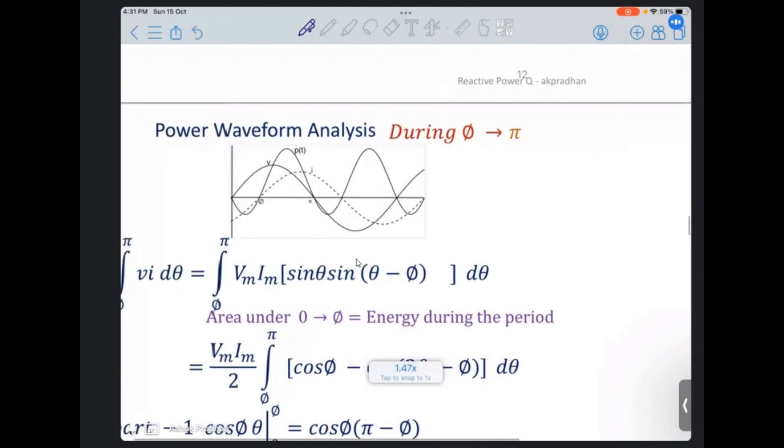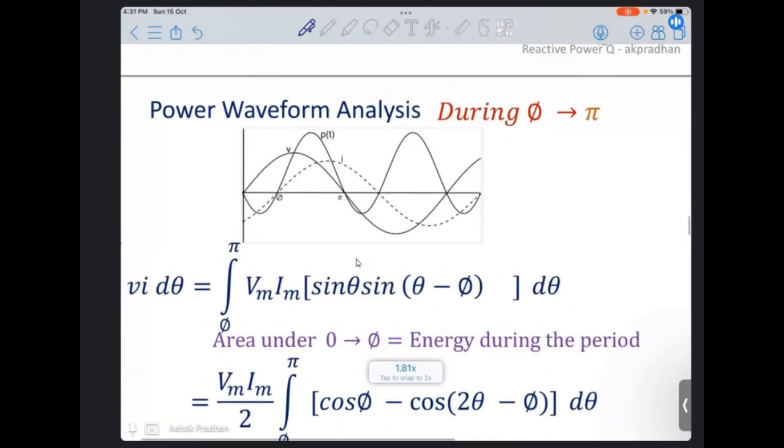Now come to the rest of the question. We now discuss this small part. Now we go to the positive part in an RL combination. Again, we are discussing the RL combination. Now we are talking about phi to pi.